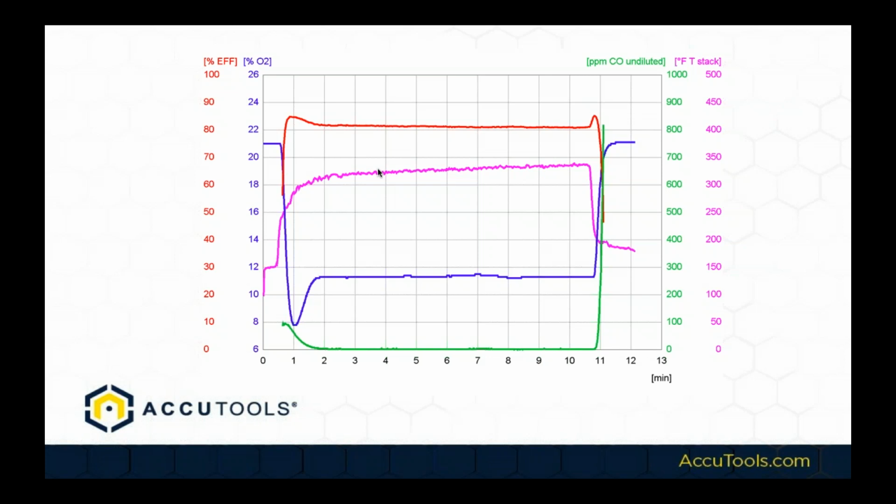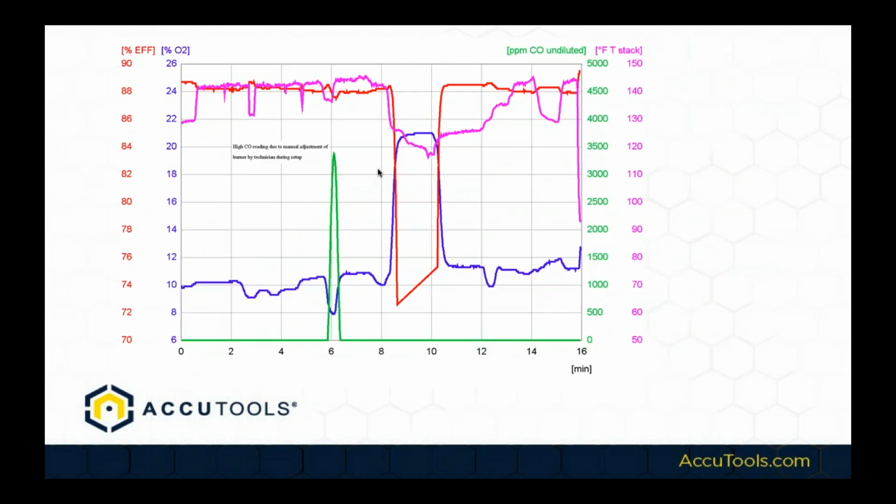And then obviously you can see our efficiency stabilized there at around 80% combustion efficiency on the appliance. This is a typical 80 plus furnace. And this is the kind of combustion that we would expect to see. Now, what we don't want to see is something like this.